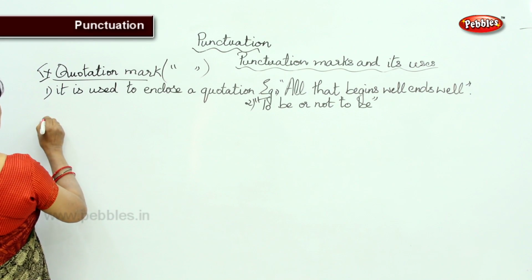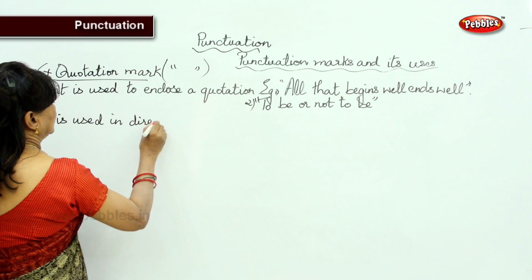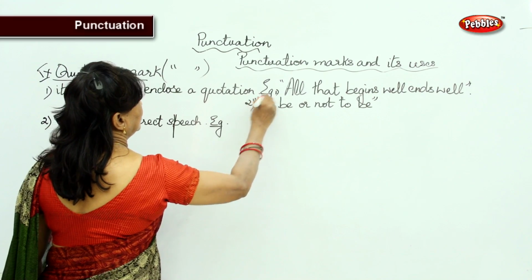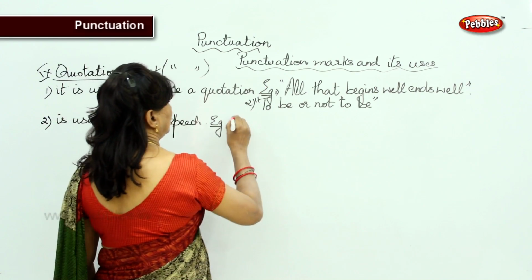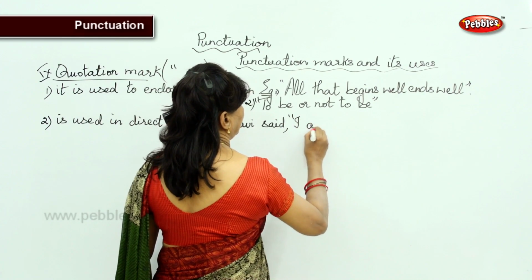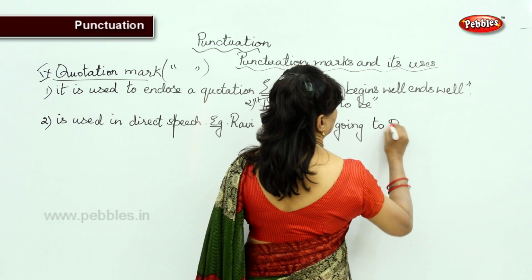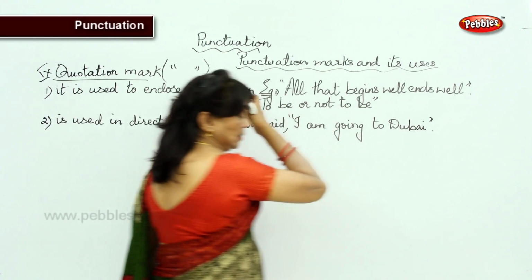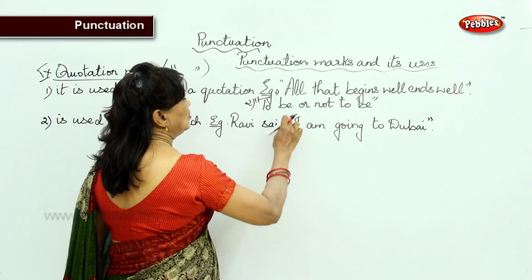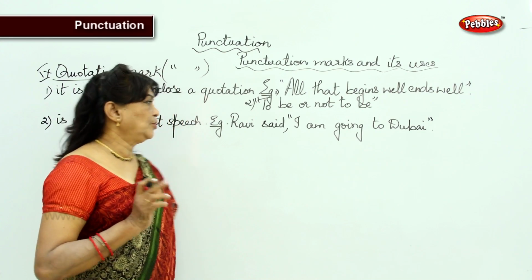Next one, in direct speech. This is the example for direct speech which I gave by mistake. Ravi said, I am going to Dubai. Okay, these two marks like this, like commas, this is called the quotation mark. The actual words spoken in a direct speech are always written within quotation marks.